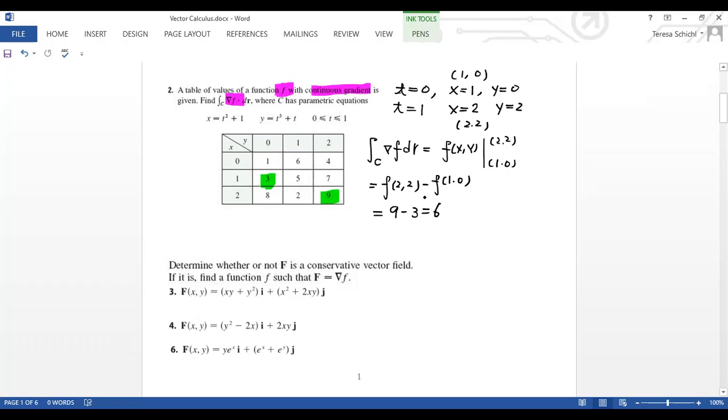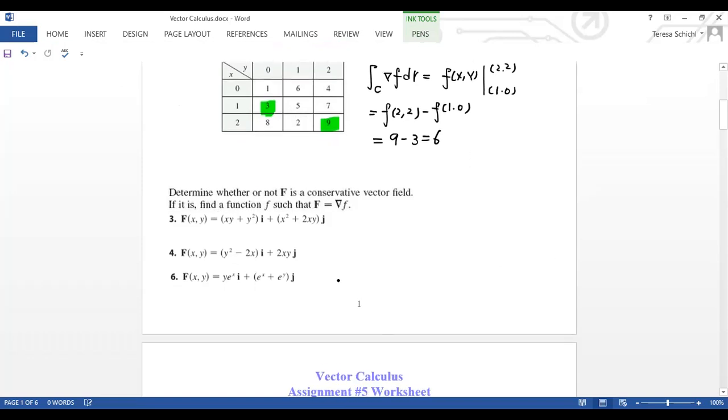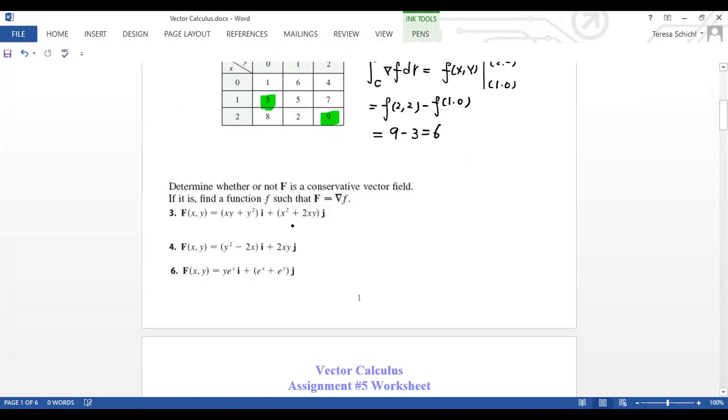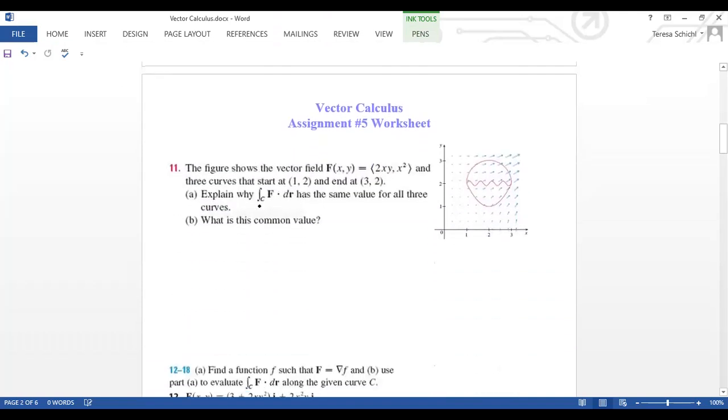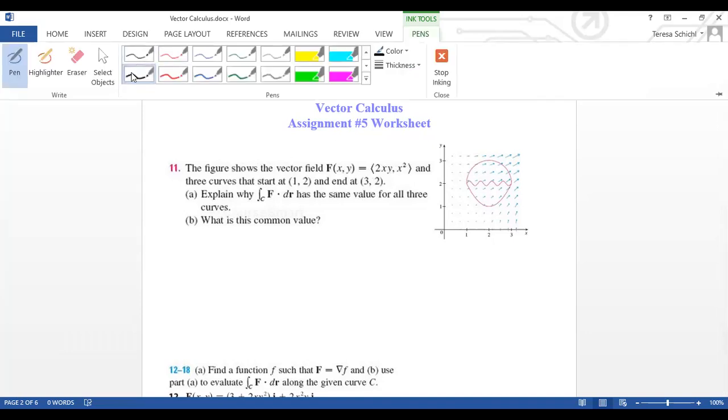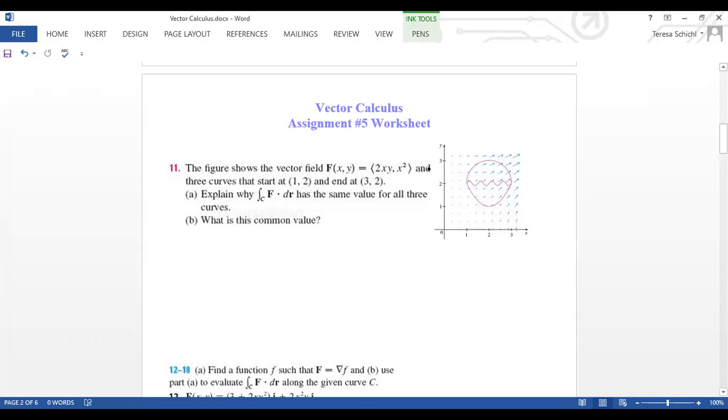Okay, so the remaining problems are very mechanical, just like we did during the lectures, right? You take the integration, you take the derivative, then integrate it back, and then find the functions. Now let's take a look at another graphing problem. I like those types of problems because, like I said before, they test your concepts very well. So let's say the figure below shows a vector field F of x, y equal to 2xy and x squared.